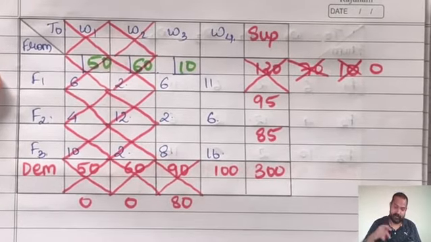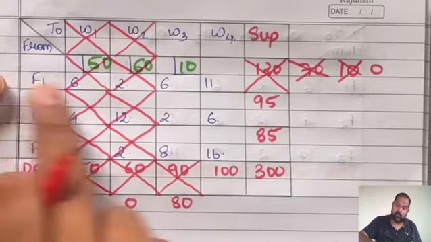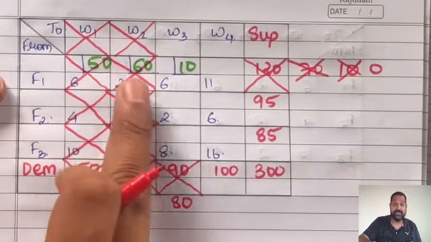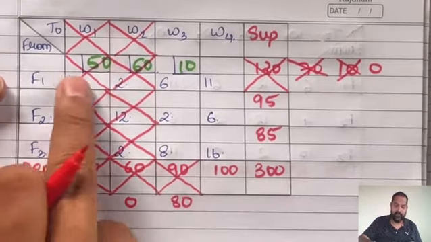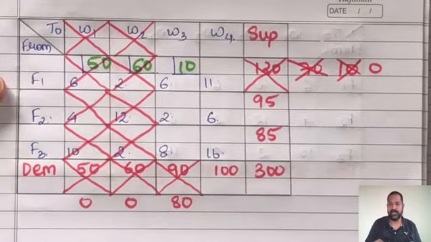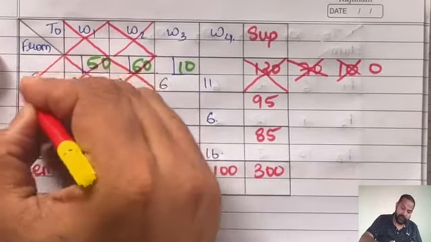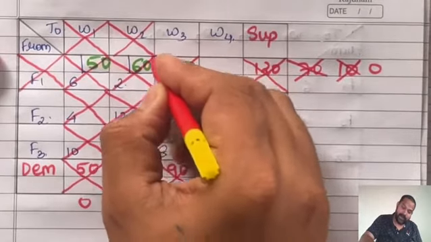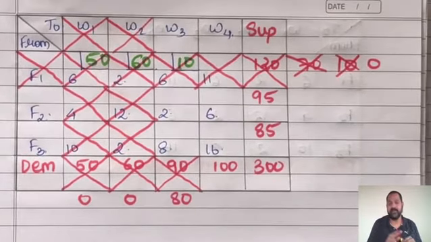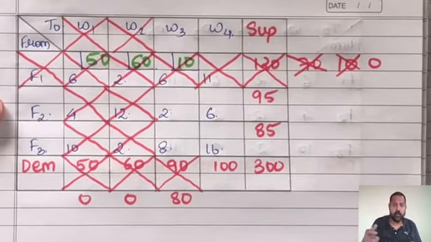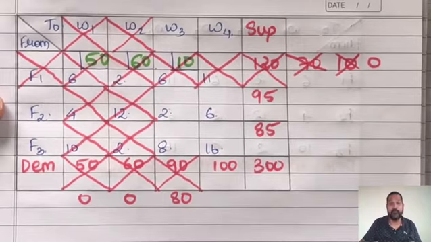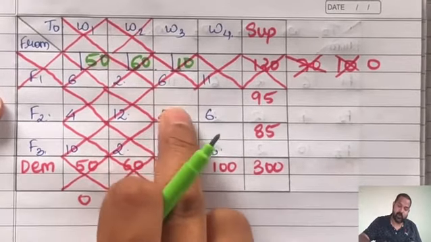What I realize is that factory F1 has no more supplies left to give anything to anyone. It has given 50 to W1, 60 to W2 and 10 to W3. 50 plus 60 is 110 plus another 10 is 120. All 120 units are exhausted. So we say that F1 cannot supply anything to anyone anymore. F1 runs out of the game. We go to the next respective northwest corner. What is the next respective northwest corner? Well, the next respective northwest corner is this.